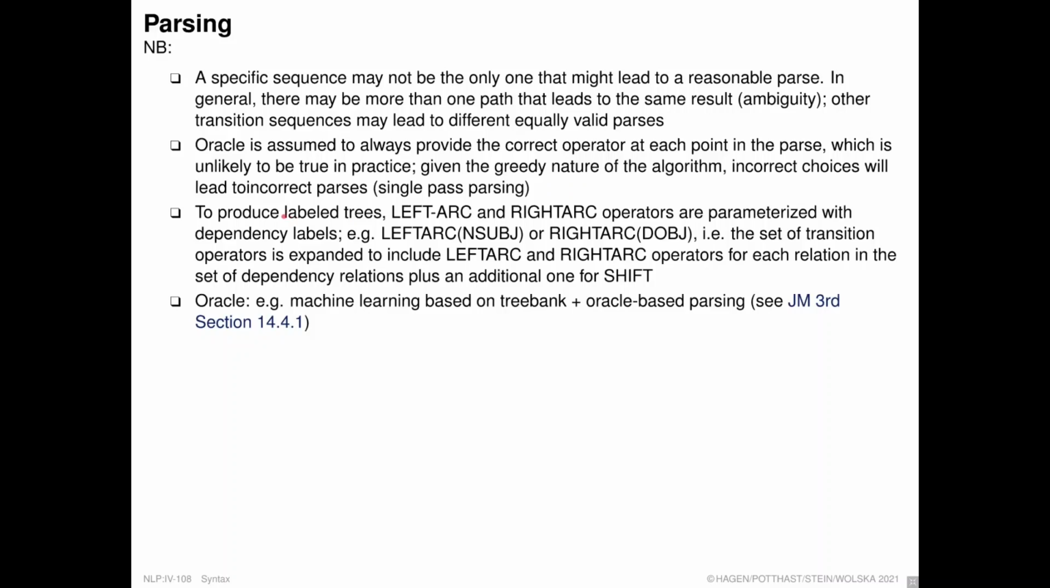In order to produce labeled trees, so in order to give labels to those arcs, the set of reduce operations is expanded and parameterized with respect to dependency relations. So what you will see is something like left arc and subject, where this subject represents the label on the relation that is introduced, on the arc that is currently introduced, or object for direct objects, and so on. So the set of transition operators is expanded basically to include all the operators for left and right for each relation in the set of dependency relations.